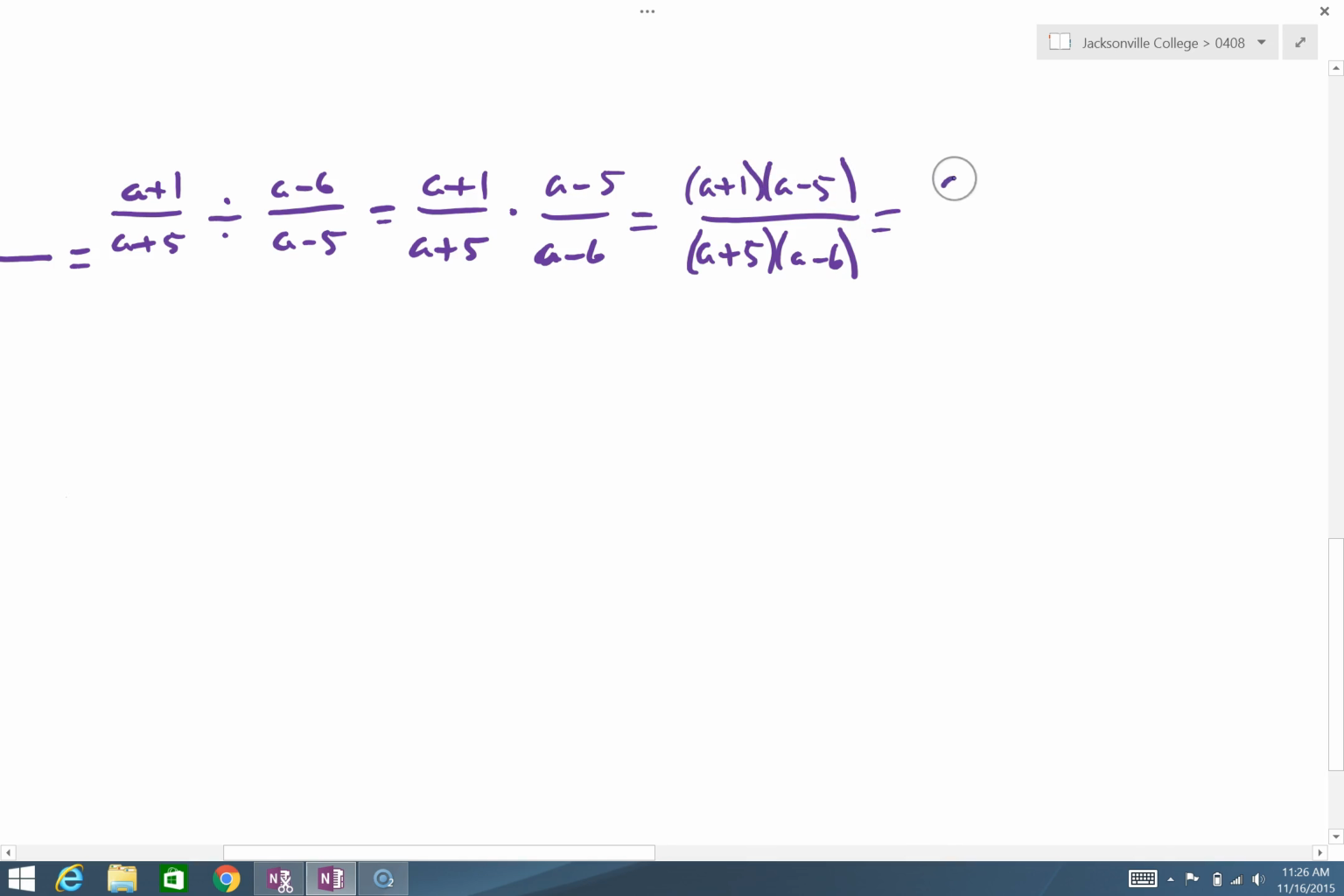A times a is a squared. A times minus 5 is a minus 5a. 1 times a is a positive 1a. Minus 5 and plus 1 is a minus 4a. 1 times minus 5 is a minus 5. A times a is a squared. 5a and negative 6a yield a negative 1a. And 5 times minus 6 is a minus 30. Alright, either one of these are acceptable answers.